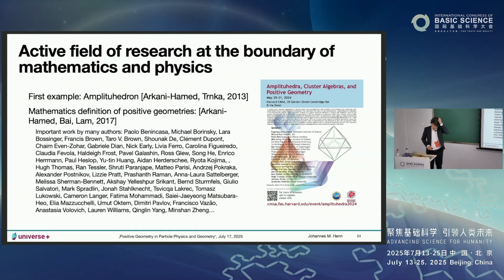This is actually already an active field of research, and I should say also before our grant. Importantly, there are a lot of mathematicians involved in this. Just as an illustration, in 2024 there was a conference at Harvard about amplituhedra, cluster algebras, and positive geometry. And here you have a probably incomplete list of people who are already working at this intersection of math and physics.